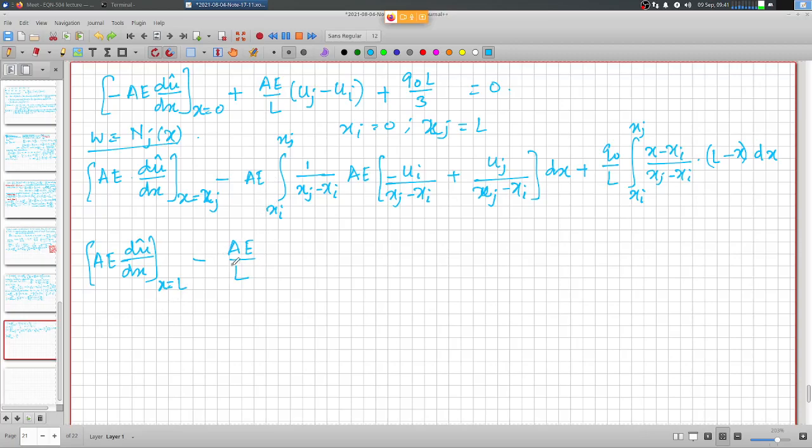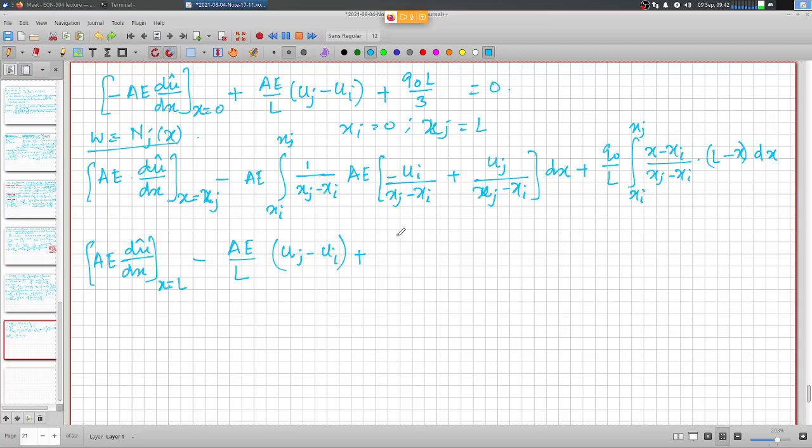So now this one will evaluate again to AE by L times uj minus ui, divided by L. So this will evaluate to again L square, and then there would be 1/L integrated, integration of this dx over 0 to L, so that 1/L in the denominator will cancel out. So this L will remain in the denominator.